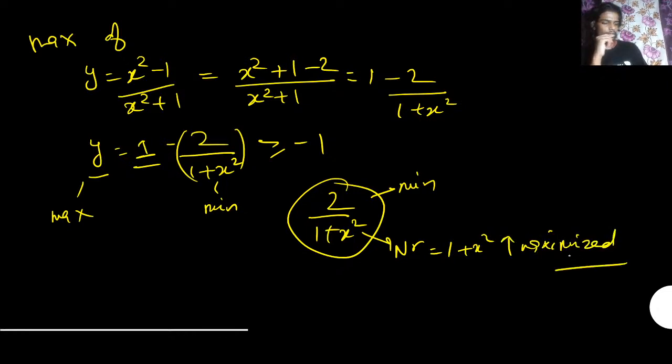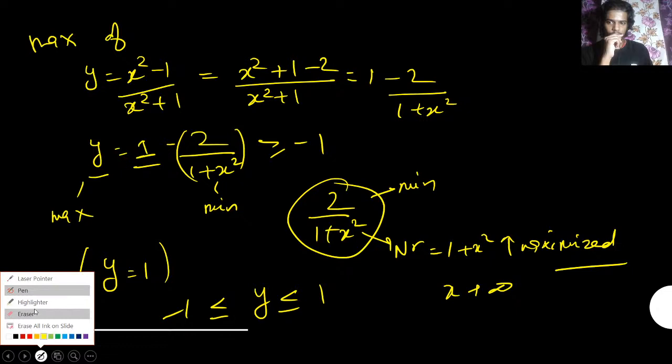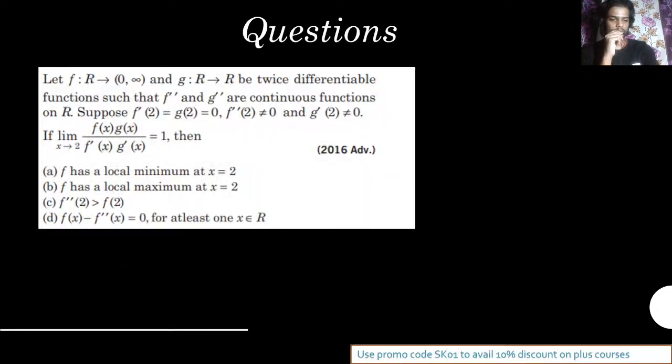And what is the maximum value when x tends to infinity? When x tends to infinity, 1 plus x square tends to infinity, 2 upon infinity is 0, so the maximum value of y is 1. So you can say that the value y lies between 1 and minus 1. Not a closed sign, because the value is not attainable at x equal to infinity, but you will still call it the maximum, because it's the approaching value which you can get. So the maxima is 1 and the minima is minus 1.